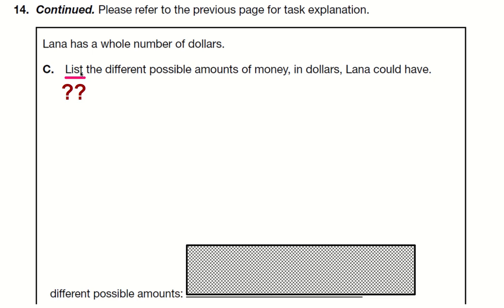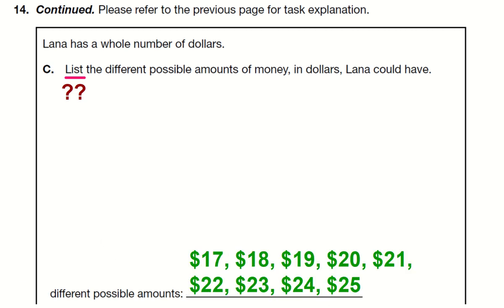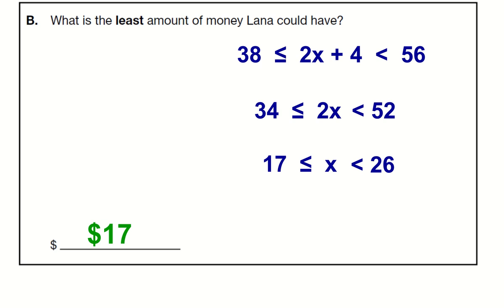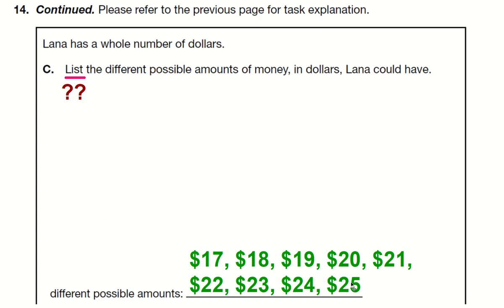So when it says a list, you're thinking, what the heck? But hopefully you noticed up in this part of the directions where it says Lana has a whole number of dollars. So the pennies, or the cents, don't really count. And this would be the final answer. So I guess there's not that many to list, but she could have 17, 18, 19, 20, 21, 22, 24, 25. Notice how we are not including $26 in the list.